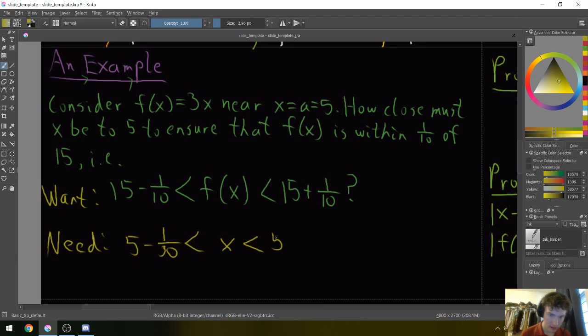Good, good. Okay, so we see that if x is within this slightly narrower range, so now rather than just 1/10, we have to narrow slightly, just because of the slope of the line. If x is within that range of 5, that will guarantee the target output is within the tolerance of 1/10 within 15.